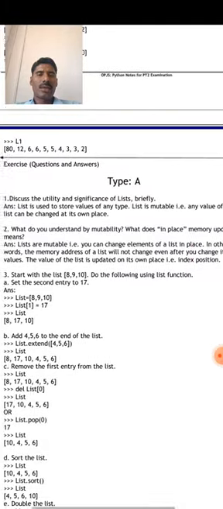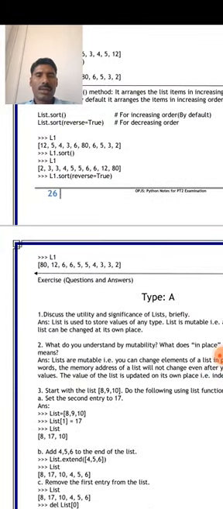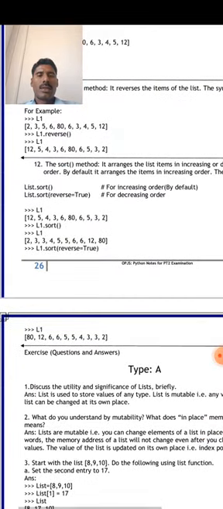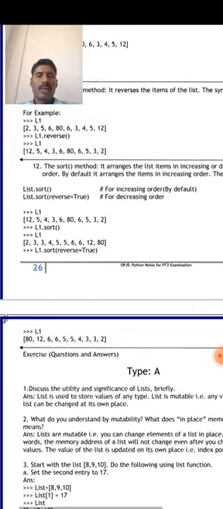We can also sort the list by using the sort method. The sort method takes one argument, that is the reverse argument. We have to mention reverse as true or false, that is boolean values. By default, it is increasing order. If you want to change the order, we have to mention the argument as reverse equal to true for descending order.